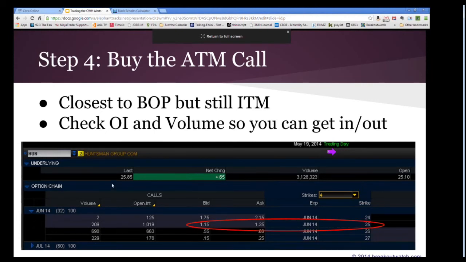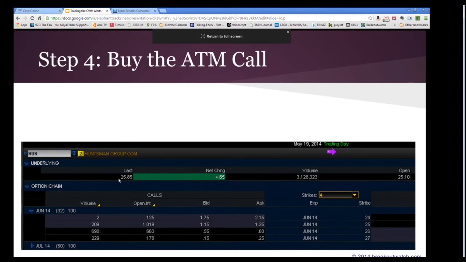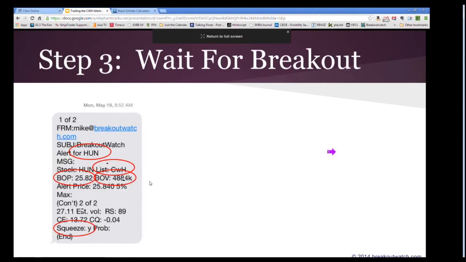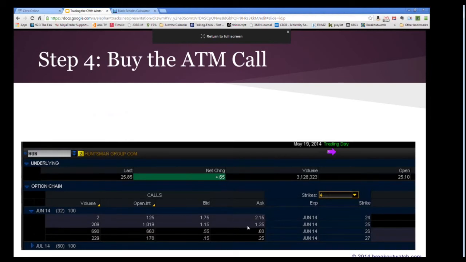That's the 25 because the breakout price was, what was it? Go back up. 2607. Yeah. Okay. Yeah. 25.82 here. So this is actually after it broke out, if you look at it. So I probably pulled this up and took a snapshot of it or something.